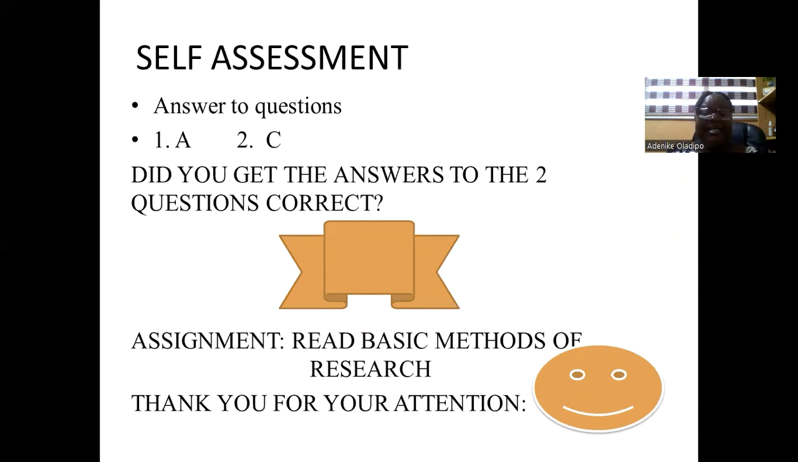By the time we're meeting again, I would want you to have read Basic Methods of Research. We shall be talking about this in our next engagement.